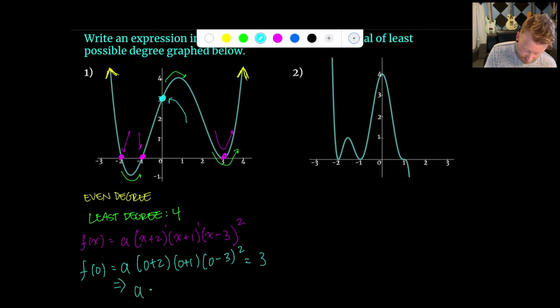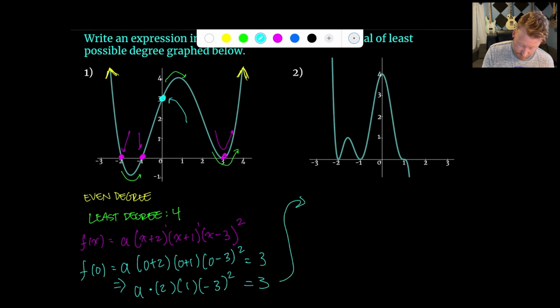And now, hopefully, I should be able to solve for a. So this says a times 2 times 1 times -3, whoops, -3 squared, getting ahead of myself there, is equal to 3. So this says a times 2 times 9 equals 3. So what's this? 18a equals 3. A is equal to 1 over 6. So now I know what a is. I can just go fill that in.